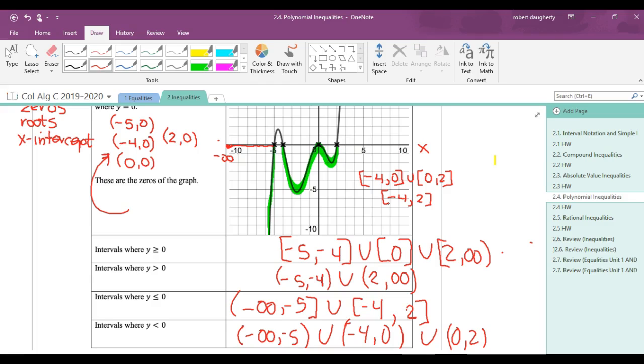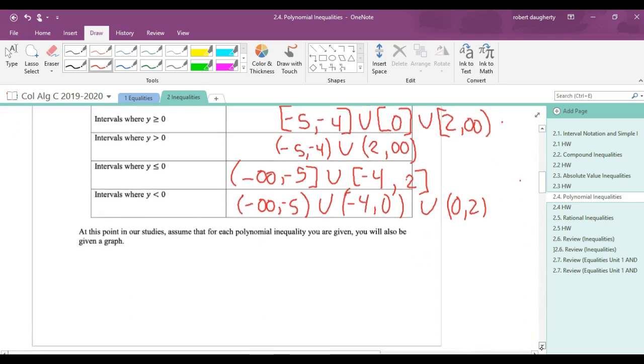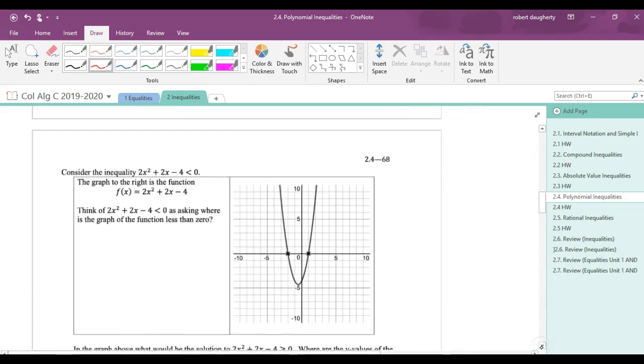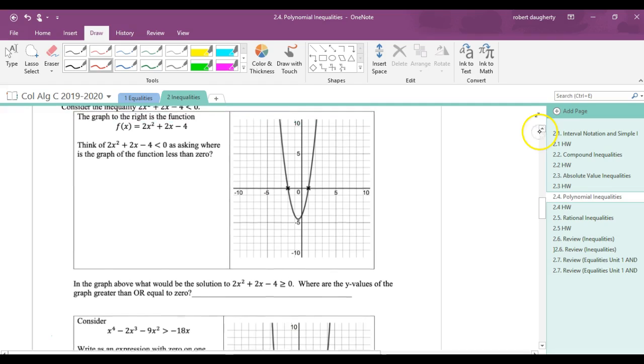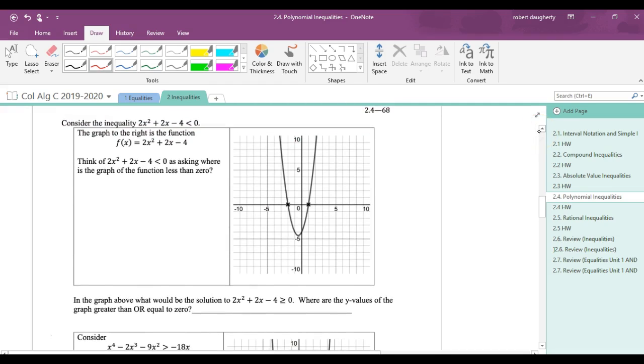So in most problems, I'm not going to ask you each of these different things. I'm going to ask you one or two of them, but this is just how you would answer each of those questions. So in all of these, you will be given an inequality and you'll be given a graph, okay? So let's look at another one here. Here's the inequality. It's this function.